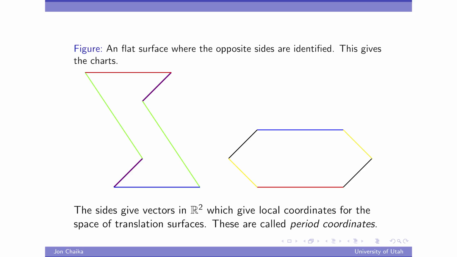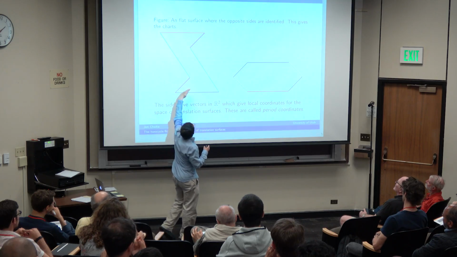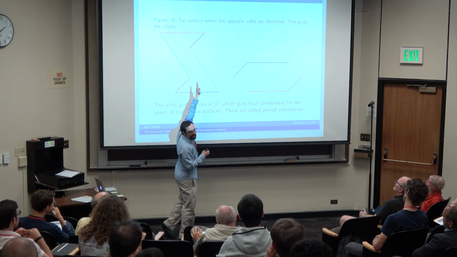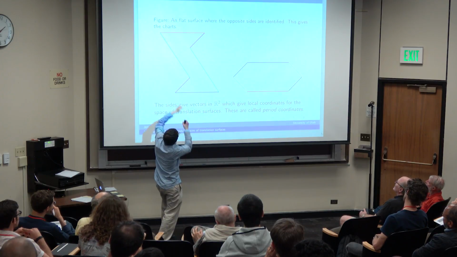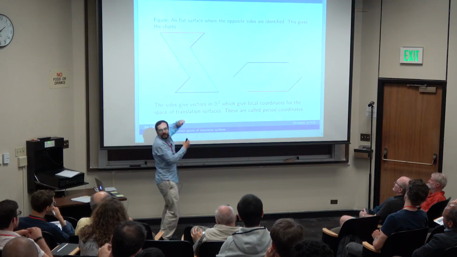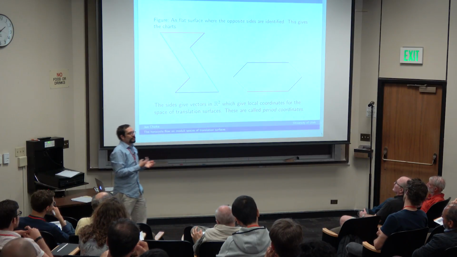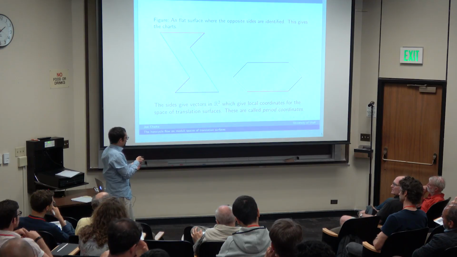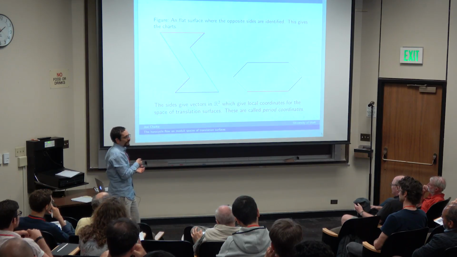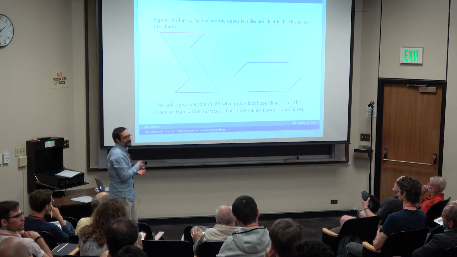So I can change these sides a little bit. Maybe I could wiggle purple down a little bit and at the same time wiggle the other purple down a little bit. Maybe I could extend the length of green a little bit, both of the greens, and I could get a different picture of a translation surface. And translation surfaces come in families based on varying these parameters, which are, in this case, 6 vectors in R2.